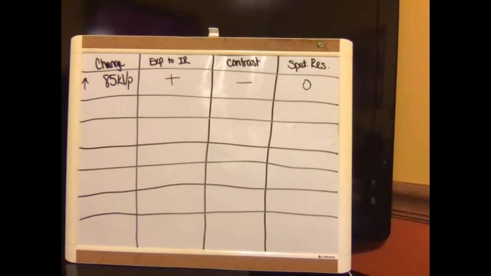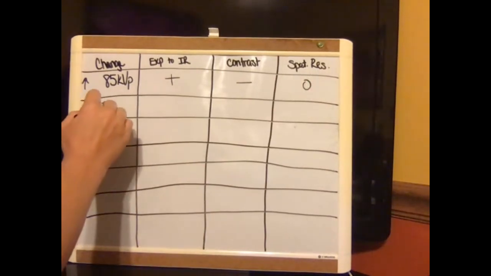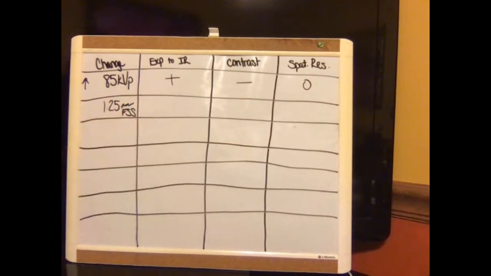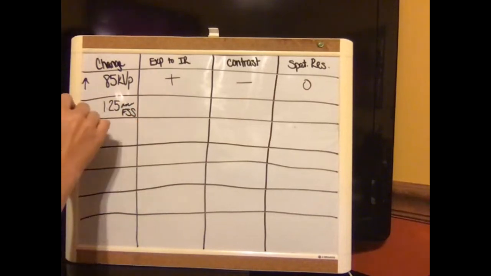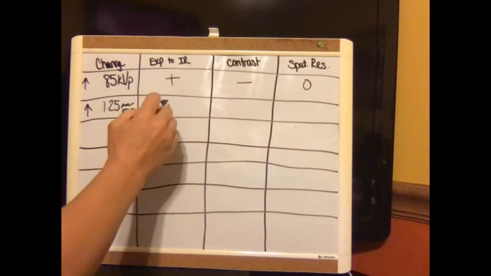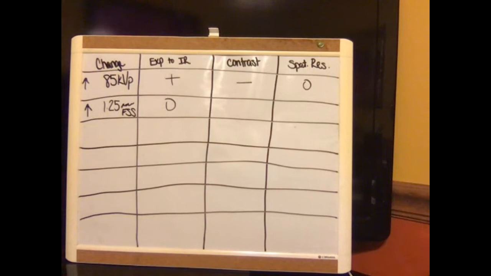All right. Next, it says we're going to use a 1.25 millimeter, that says millimeter, just trust me, focal spot size. This one is also an increase. That's a large focal spot compared to what we used before. So if we increase the size of the area on the anode that's getting hit with electrons, is that going to change anything as far as our exposure to our IR? No, it is not. No change. Your exposure to your IR is not determined by your focal spot size.